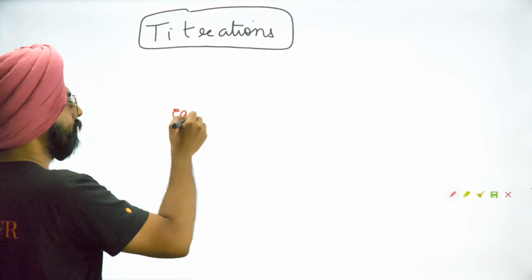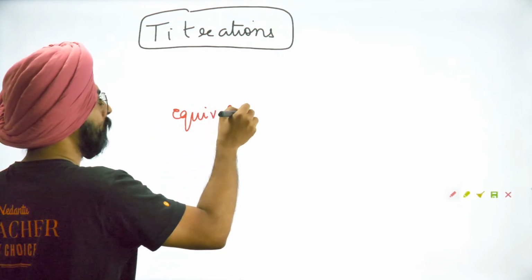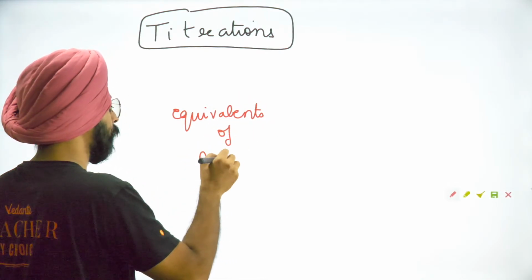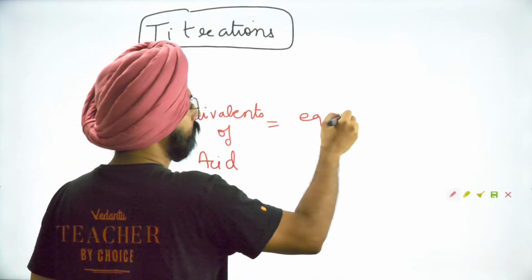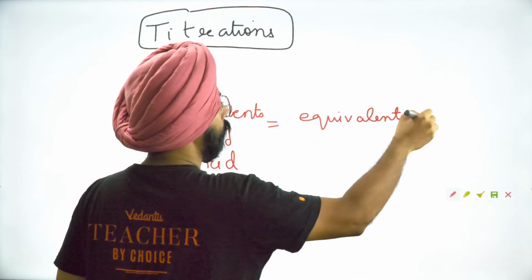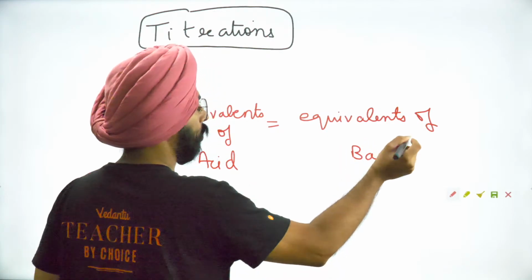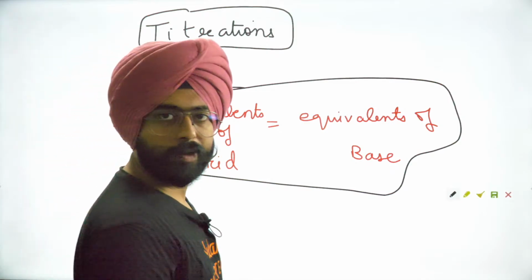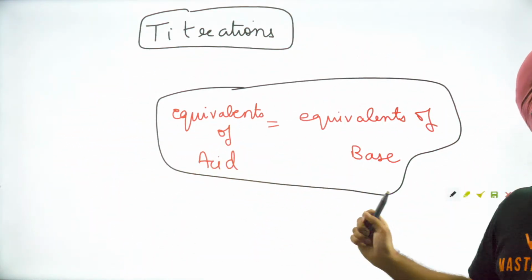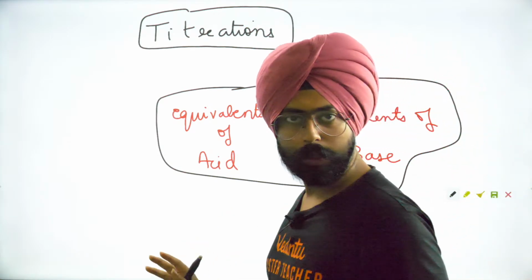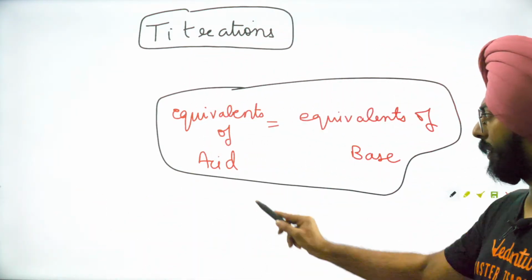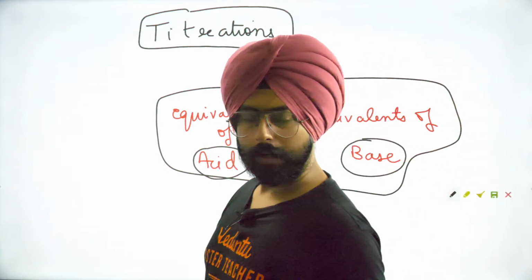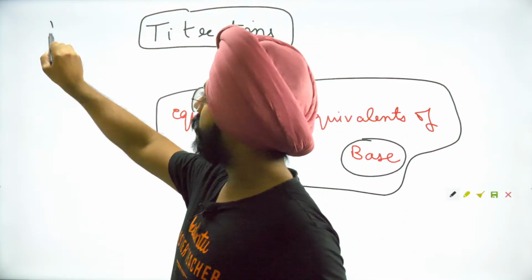Okay. Equivalence of acid is equal to equivalence of the base. Do you remember this idea? Yes, people say yes or no in the chat box. Tell me. Yeah, equivalence of acid equal to the equivalence of base. This was the idea used to solve acid base titrations. But over here we are supposed to do redox titrations.